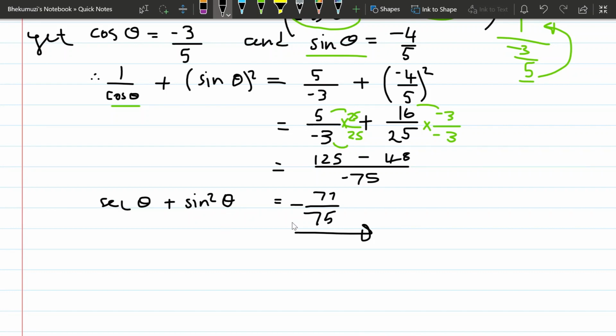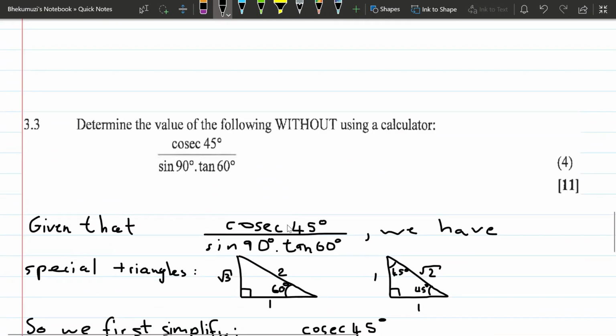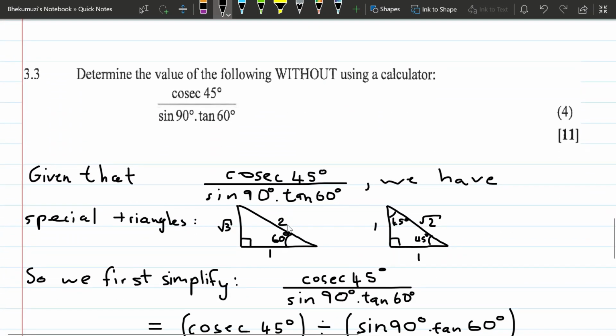And then the last question here says determine the value of the following without using a calculator. In this case, they give us cosec 45 degrees all divided by sine 90 degrees times tan 60 degrees. Now here, whenever you see a special angle, which is 45, 60 and 30 degrees, you should automatically have the special triangles in your mind. You must draw in the special triangles.